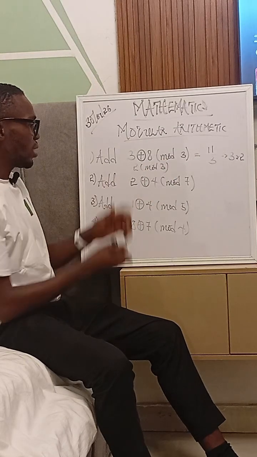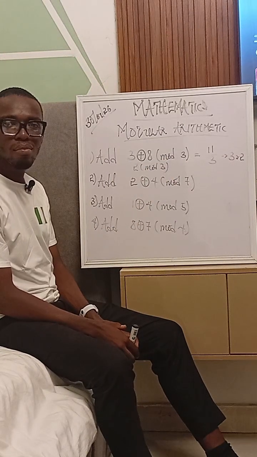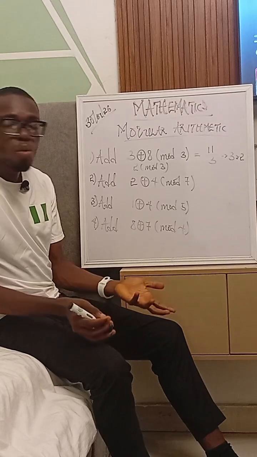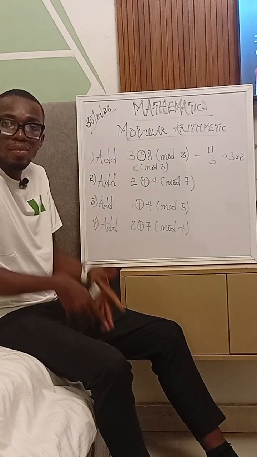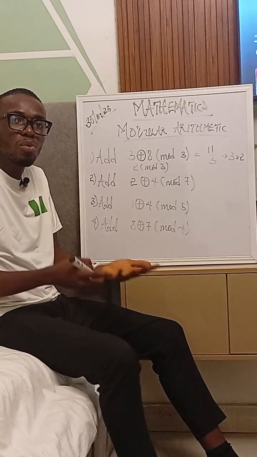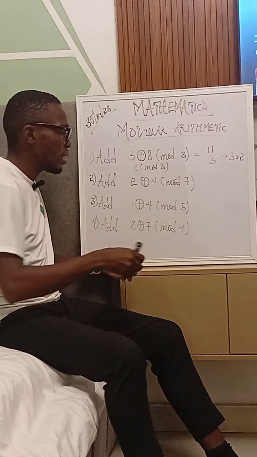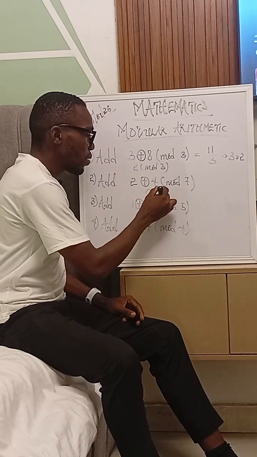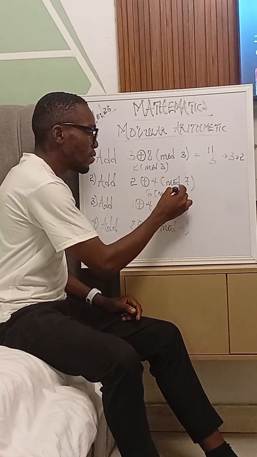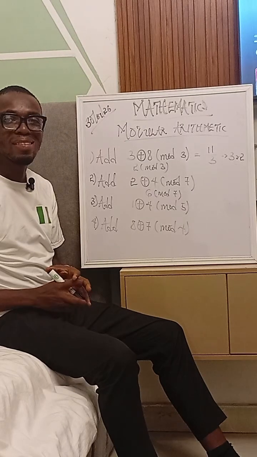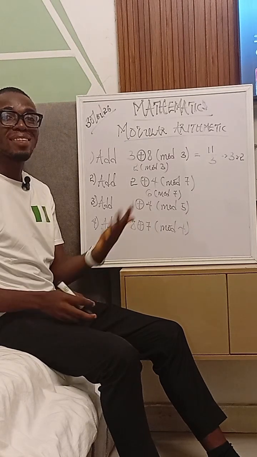Very simple. Look at this other one. 2 plus 4 is 6. Are we to divide? No, because in mod 7, 6 is in the set. The set of residues in mod 7 should be 0 to 6. So this is just going to give us 6 mod 7. Don't let anybody deceive you. Mathematics is not as difficult as they say it is.